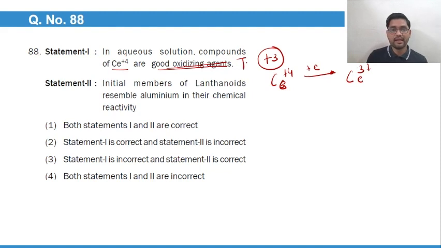So this is true. Initial members of lanthanides resemble aluminium in their chemical reactivity. That is also true. So we'll go with option number 1.